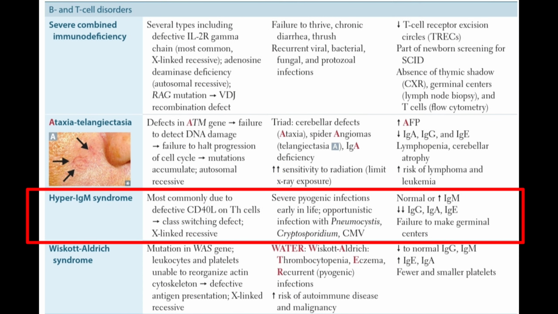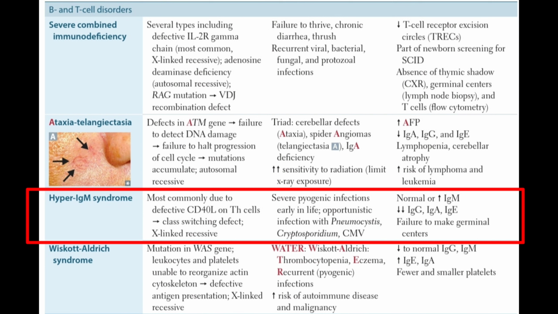Hyper-IgM syndrome occurs most commonly due to the defect in CD40L on the T helper cells, which leads to the class switching defect. It is X-linked recessive. The presentation in Hyper-IgM syndrome is severe pyogenic infection in early life, and also opportunistic infection with Pneumocystis, Cryptosporidium, and cytomegalovirus.